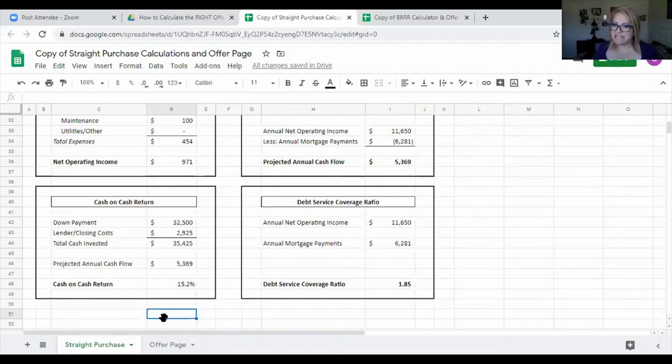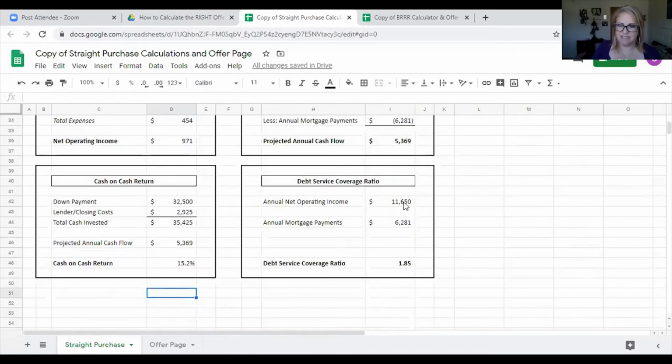Now, let's talk about DSCR, debt service coverage ratio. All right, so now we have our annual net operating income, that we already calculated, which was the 971 times 12. And then we have our annual mortgage payments, which was our 523 times 12. What you're doing to figure out your debt service coverage ratio, the question is, how much more is this than this? How you calculate that is you take your net operating income and you divide it by the annual mortgage payments. And in this case, it's 1.85. That would be considered a very, very, very good debt service coverage ratio.